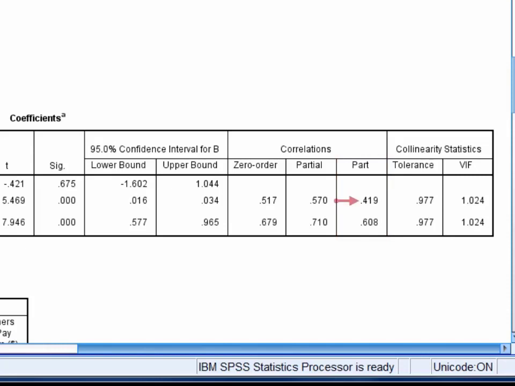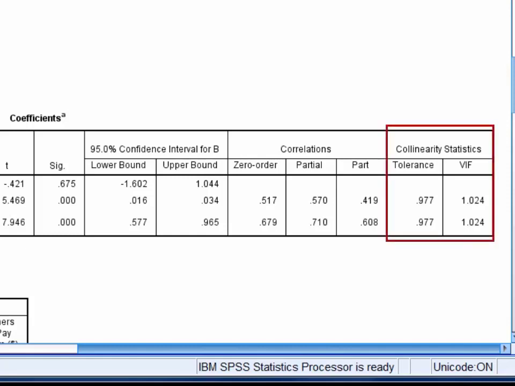If we square 0.419, which is the part correlation for disposable income, we get 0.175. So in other words, disposable income can uniquely account for about 17.5% of the variance in prices paid for the album. And we already know that this is a significant amount because we've already looked at the corresponding t-test.